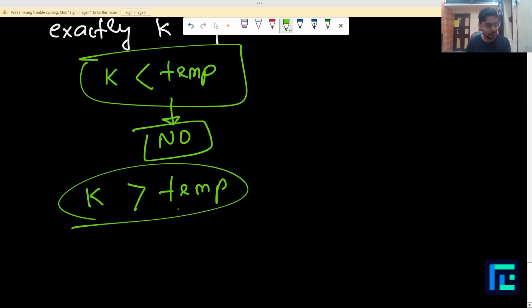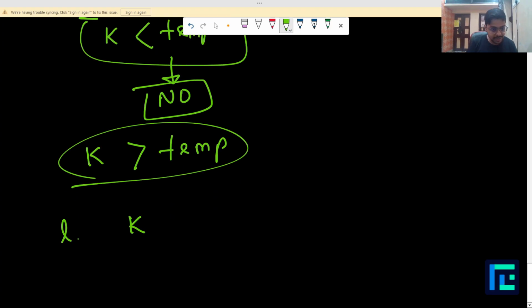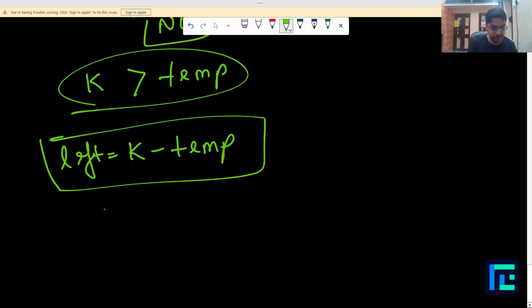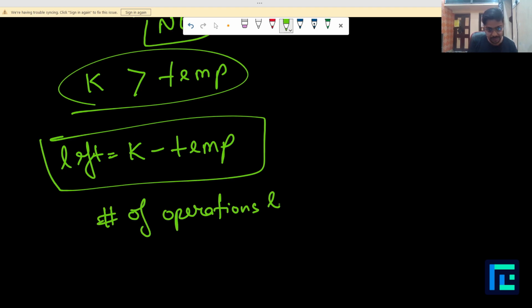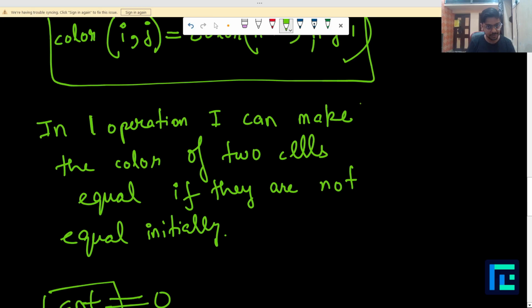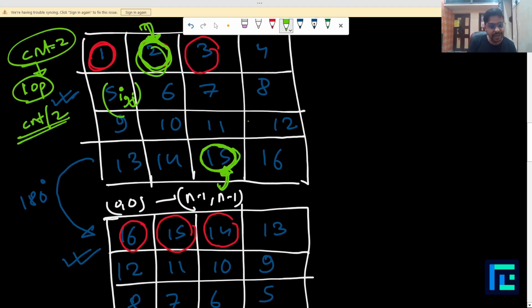So you will first of all perform temp number of operations. So the number of operations left will be equal to k minus temp. Now just tell me one thing. Let's suppose the number of operations left is equal to 4. Let's suppose 4 operations were left and you need to perform these 4 operations. So can you still perform 4 operations such that the pattern will not change when I rotate it by 180 degrees? Can I do so? The answer is yes.